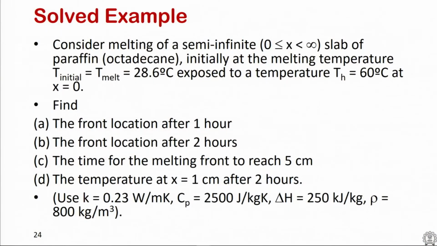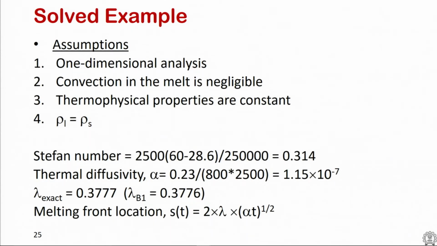We are asked to find the front location after 1 hour and 2 hours, and then the time for the melting front to reach 5 centimeters. And also we need to find the temperature at x equal to 1 centimeter after 2 hours. The properties are given here, and we will use these to calculate. As we did in the exact solution, we will assume that the analysis is one dimensional and convection is negligible in the melt, or the liquid. Thermophysical properties are constant and the densities of the liquid and solid are equal.